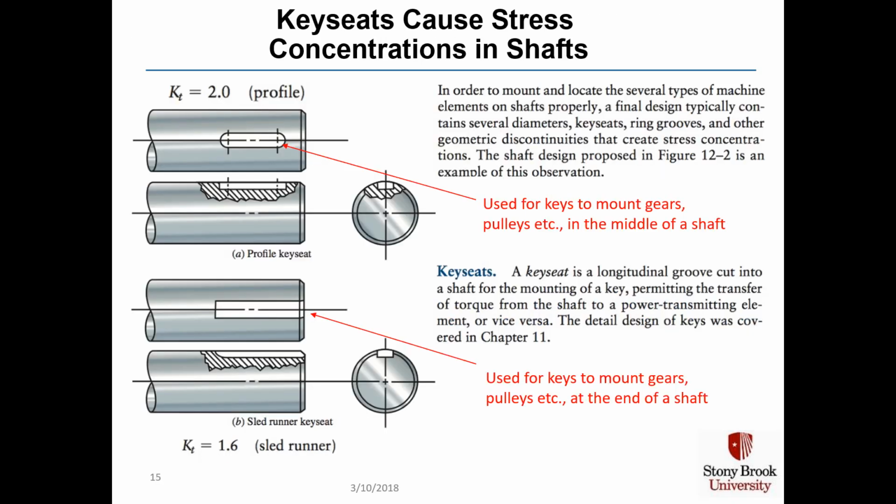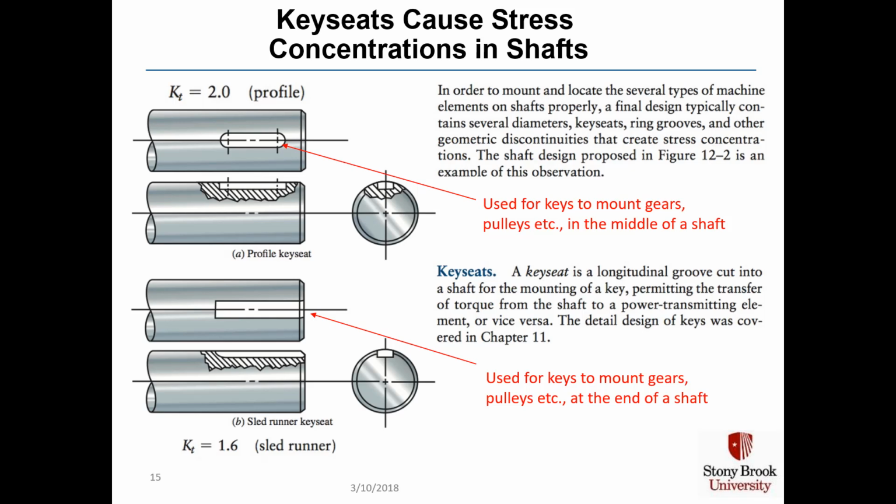Now we talked all about stress concentrators in Chapter 5, and these keyseats, which we discussed in Chapter 11, are the area that you machine into the shaft in order to put in a key and be able to transmit the torque on the shaft to the torque either on the gear or on the pulley and vice versa. These keyseats that you machine into the shaft themselves create stress concentrators.